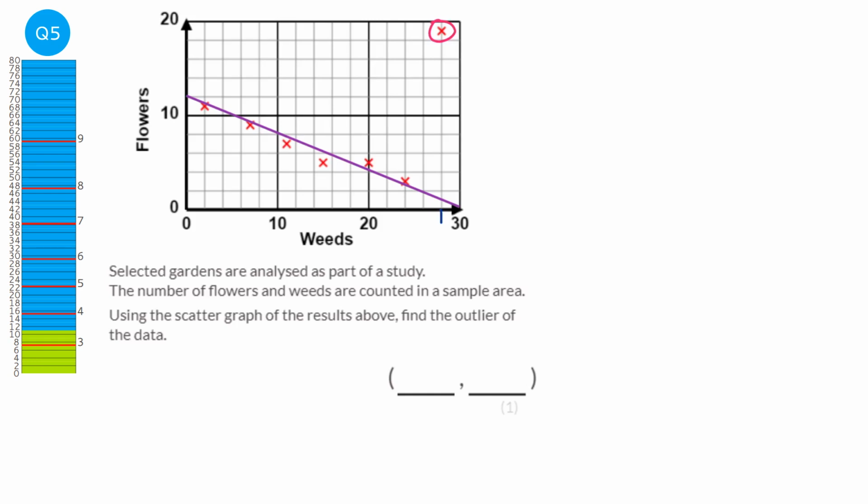So we know that these are going up in 2s, so this will be 28, so the x-coordinate will be 28, and this will be 19. So our coordinate will be 28, 19 for our outlier.